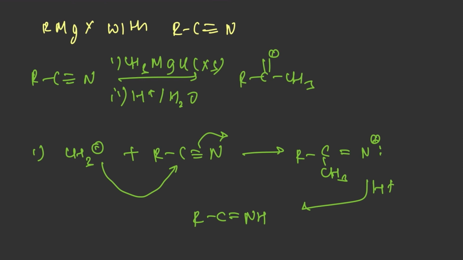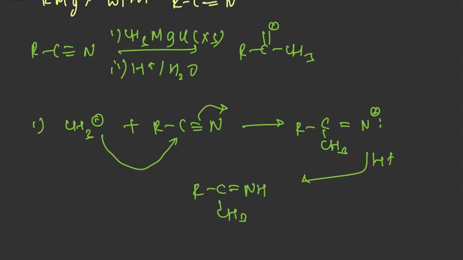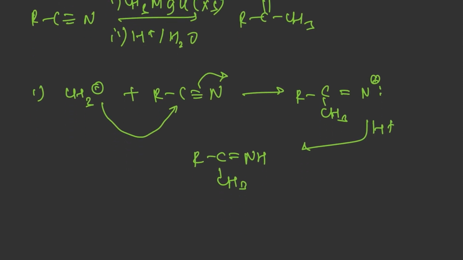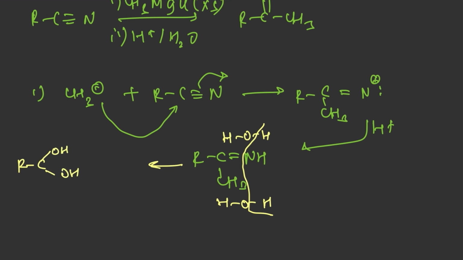Now on hydrolysis with HOH, the amine will be released, and it will form RC(OH)(OH)CH3 plus ammonia gas will go. Two OH groups are generally not stable on a carbon, so minus H2O, water will go, and it will form a ketone. So it does form ketone.